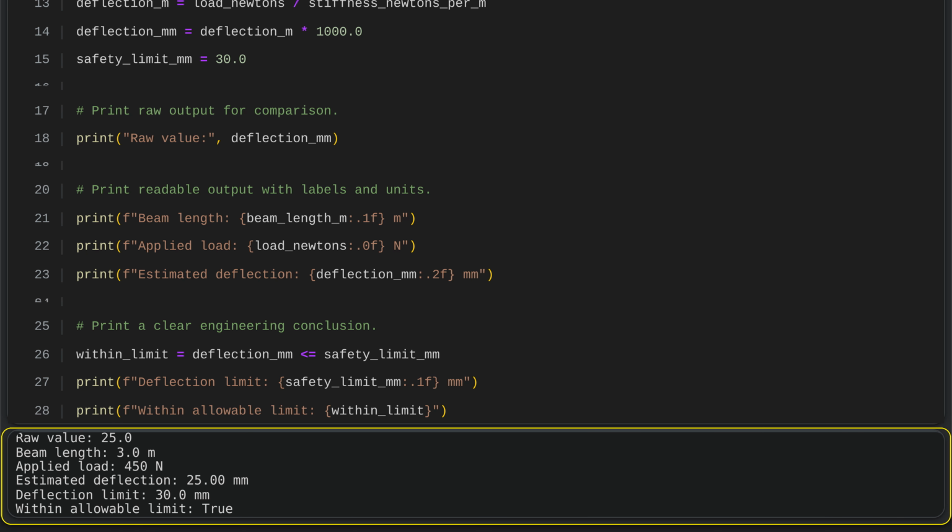The script estimates a beam's deflection under load by using the beam length, applied load, and material stiffness. It converts the result from meters to millimeters, prints the value with clear units, and compares it with a 30 millimeter safety limit. The final output gives the calculated deflection and states whether the beam meets the safety requirement.